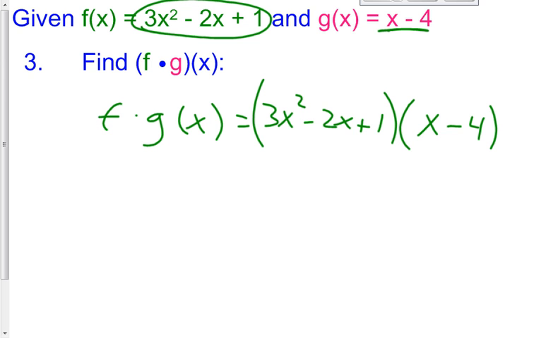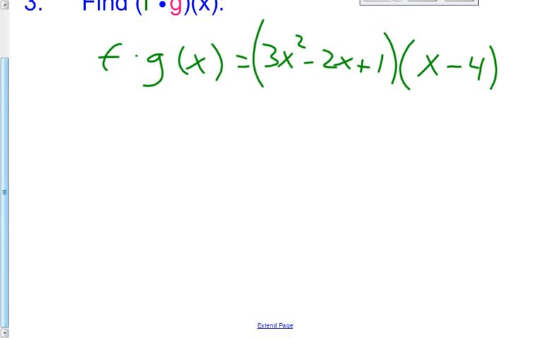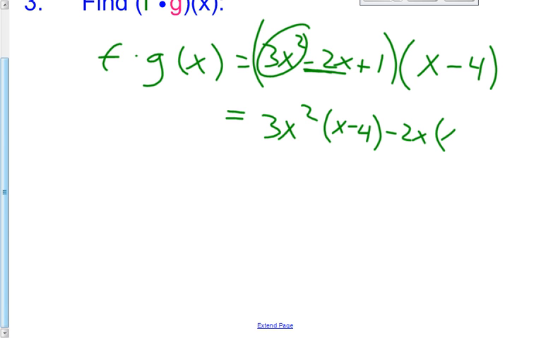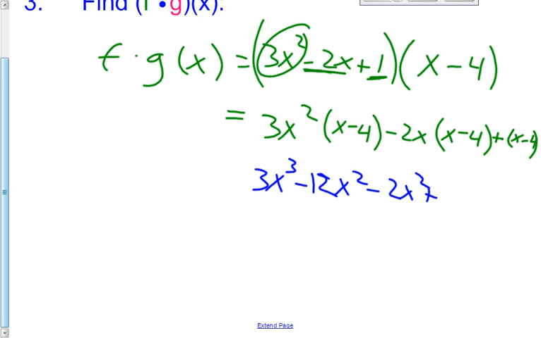So now we have a trinomial times a binomial. So here's the process that we're going to do to simplify. 3x squared times the binomial, x minus 4. A negative 2x times the binomial, x minus 4. And then a positive 1 times x minus 4. So it's just a binomial times a trinomial. You learned how to multiply these in chapter 5. So we get 3x cubed minus 12x squared minus 2x squared positive 8x positive x minus 4.